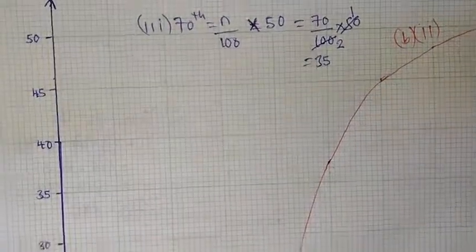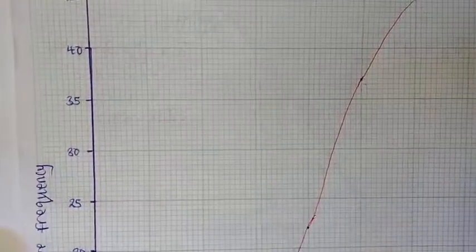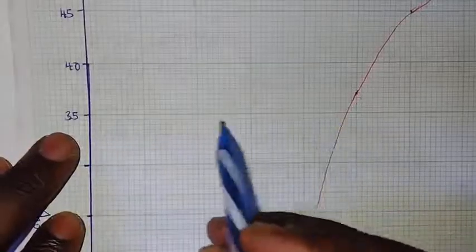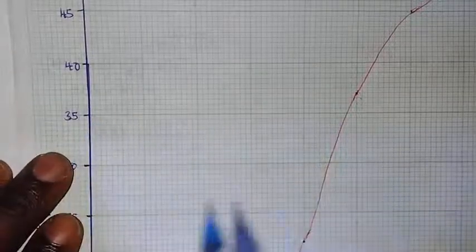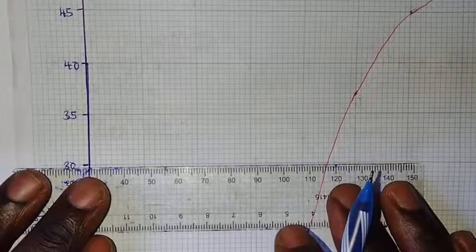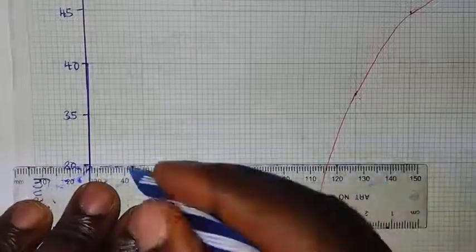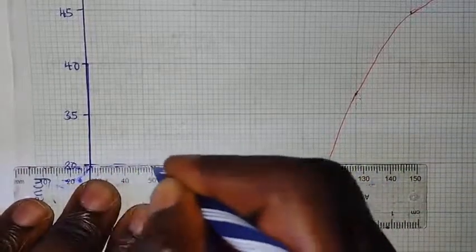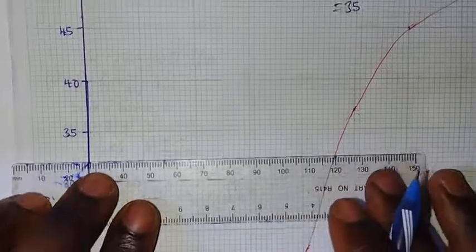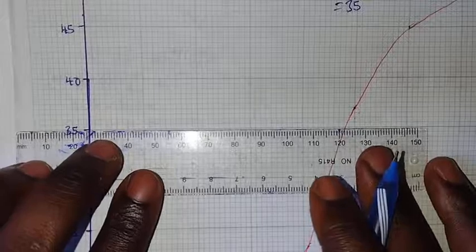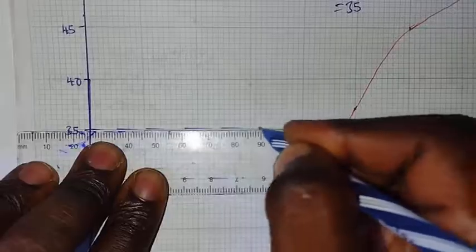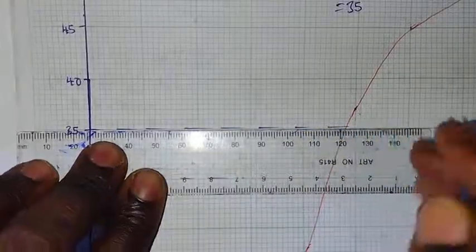So this 35, now come to the y-axis. This is where our 35 is, right here. I'll get a ruler, then I'll make some dotted lines from here until I touch the... Sorry, it's supposed to be 35. So don't make this mistake. Make sure that you are on 35. So this is where my 35 is.